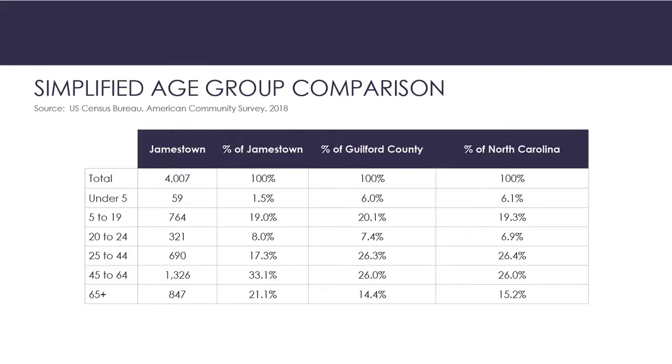This chart provides some more statistical detail about the distribution of the population by age group in Jamestown. Of particular note, we see that Jamestown's population of residents under the age of 5 is only 1.5% of the population, while the share in Guilford County and the state of North Carolina as a whole is closer to 6%. Interestingly, the age cohort of 5 to 19-year-olds is much more in line with the state and county population distributions in that age group. We do see that the 45 to 64-year-old age group as well, at about 1/3 of the population, is somewhat higher than the share in the county and the state as a whole.